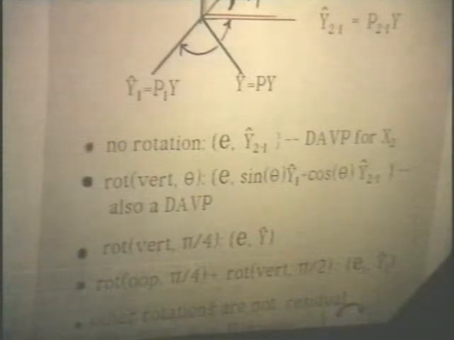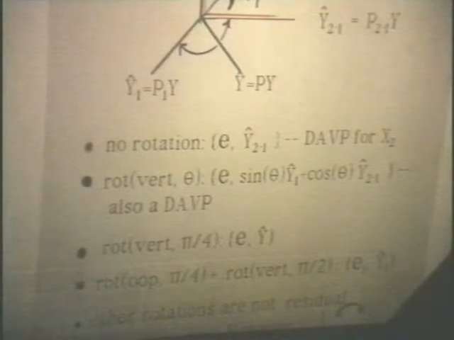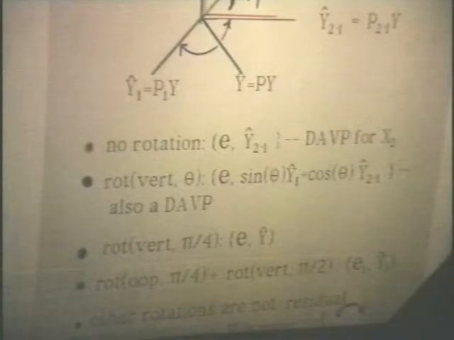Now, if we think about purple next, and we rotate around the vertical axis through an angle of theta, what we will see with the projection that's left is a plot of E versus sine theta y hat 1 plus cosine theta y hat 2. That's also a detrended added variable plot for some vector x in the column space of x. So as we rotate, every single two-dimensional projection that we see is also a standard graphical construction for these kinds of problems.